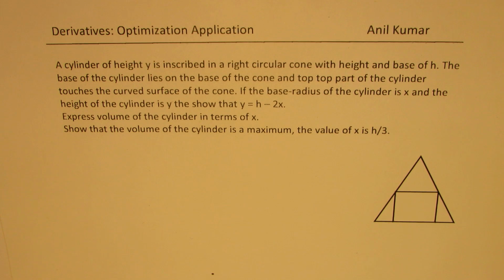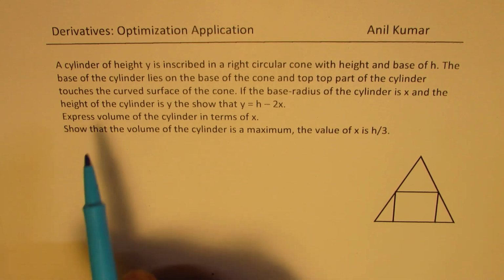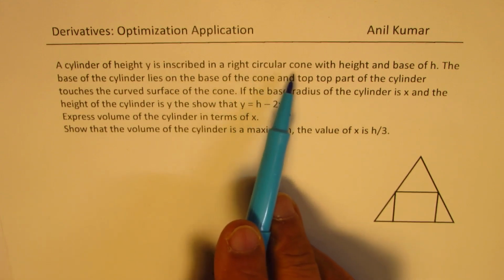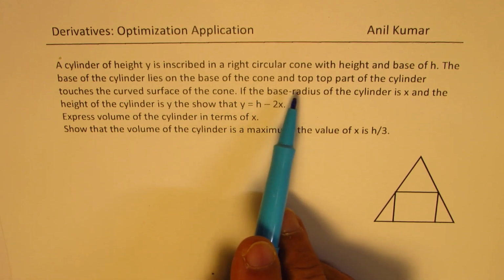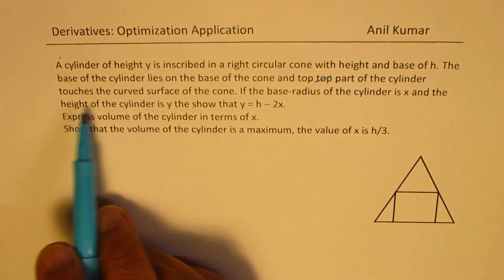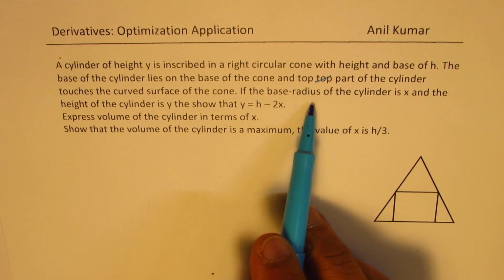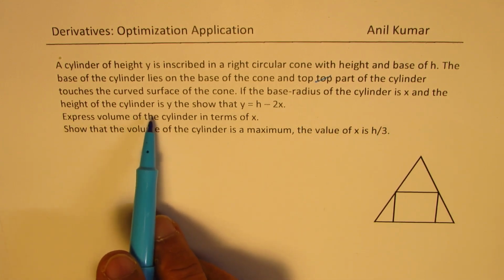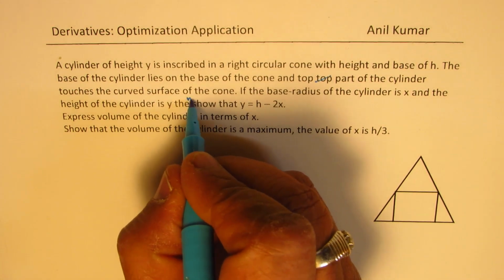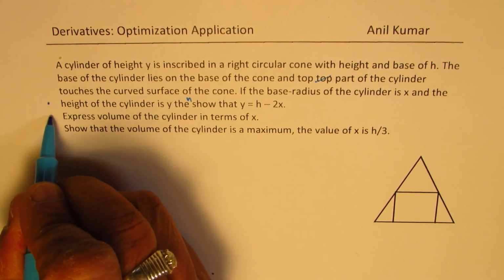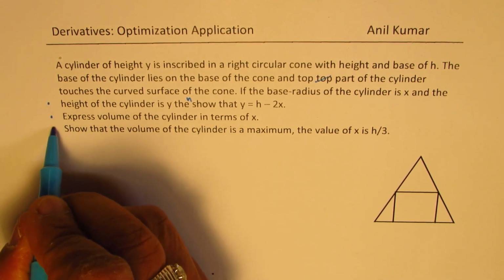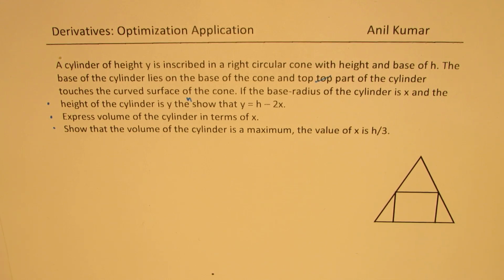The question is based on derivatives optimization. I hope its solution will help many others. A cylinder of height y is inscribed in a right circular cone with height and base of h. The base of the cylinder lies on the base of the cone and the top part of the cylinder touches the curved surface of the cone. If the base radius of the cylinder is x and the height of the cylinder is y, then show that y is equal to h minus 2x. That's the first part. The second part is to express the volume of the cylinder in terms of x, and the third part is to show that the volume of the cylinder is a maximum with value of x equal to h by 3.